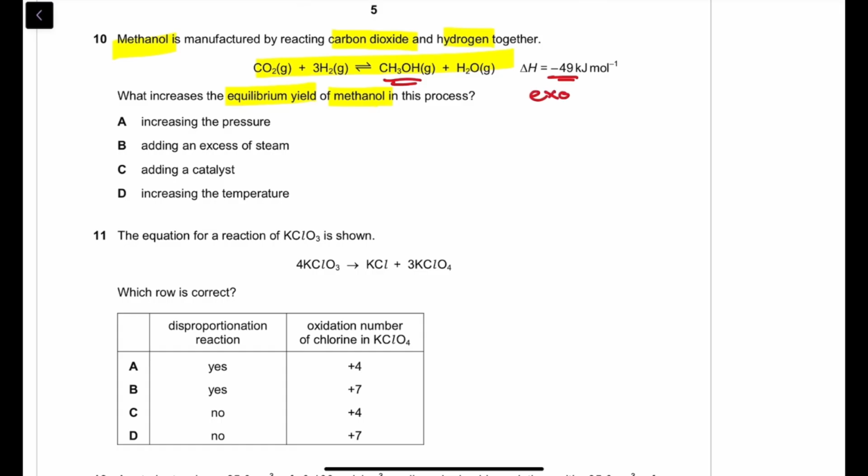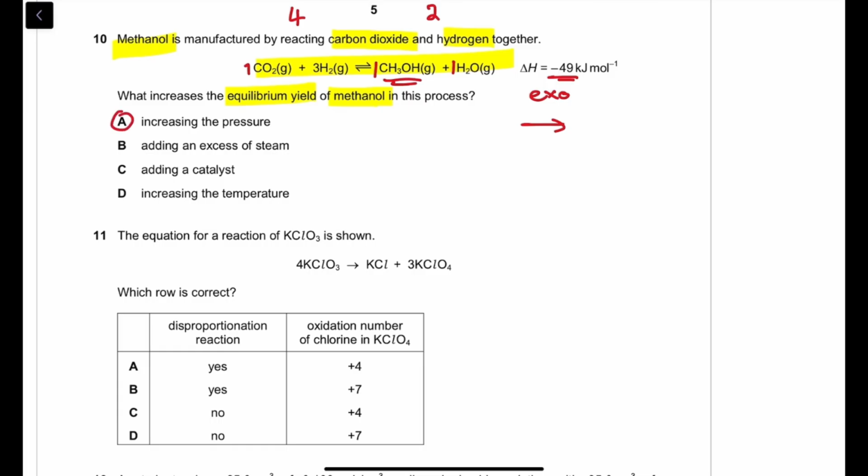Our first option is increasing the pressure. So pressure is to do with the number of moles on each side. So 1 mole of carbon dioxide, 3 moles of hydrogen, a total number of 4 moles on the left-hand side, 1 mole of methanol and 1 mole of water, so a total number of 2 moles on the right-hand side. If we increase the pressure, the equilibrium is going to shift to the right, in the direction of methanol, to decrease the number of moles. Therefore, we'll have more methanol, so the answer must be A.